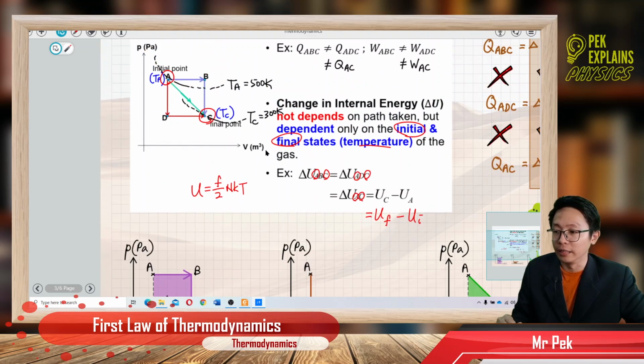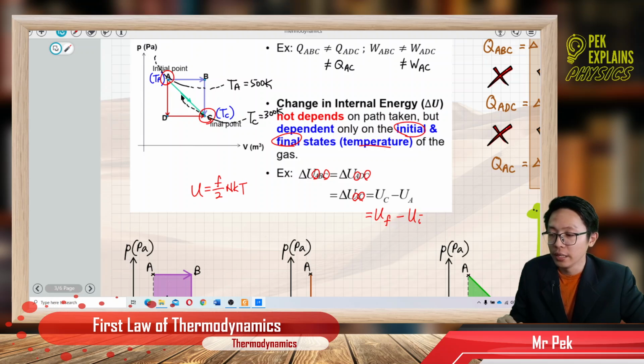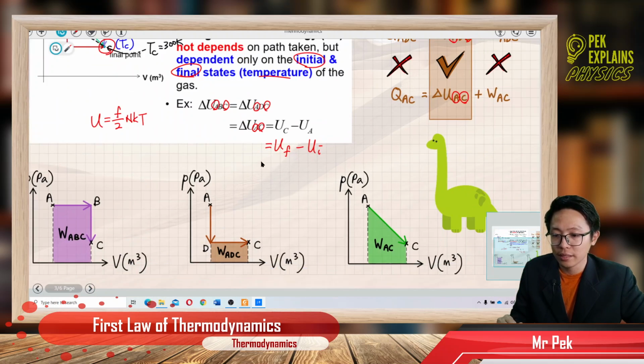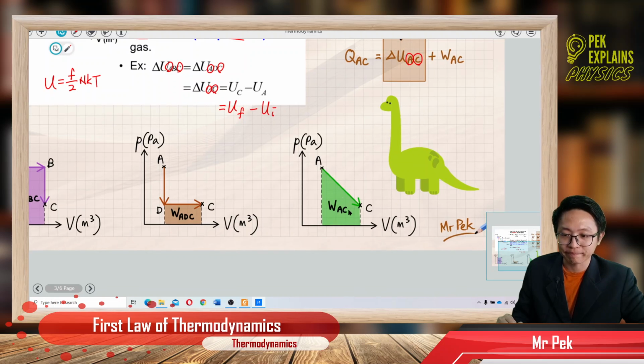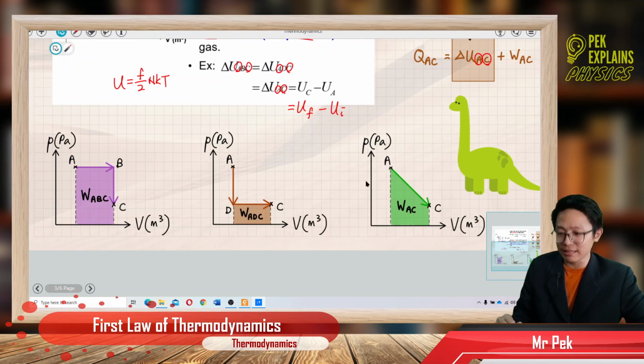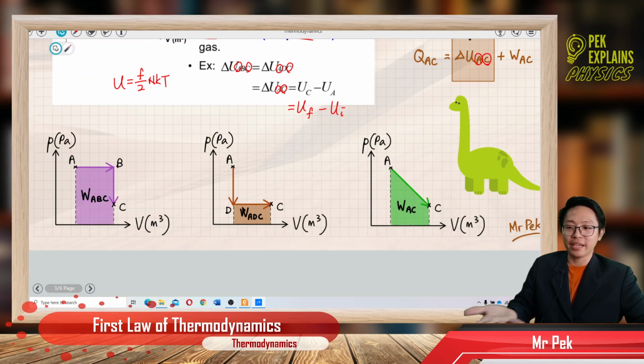How about the green path, A to C? This is the area under the graph, or the work done for AC. So do they have the same work done? The area under the graph tells you the answer. They have different work done. Different path, different work done.